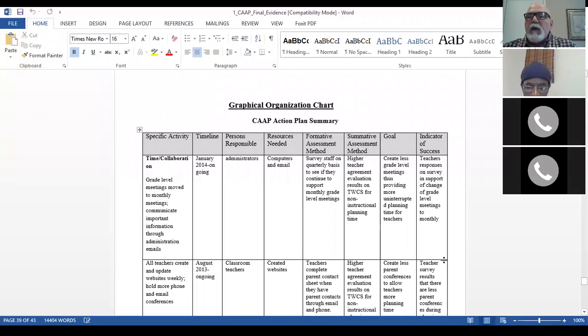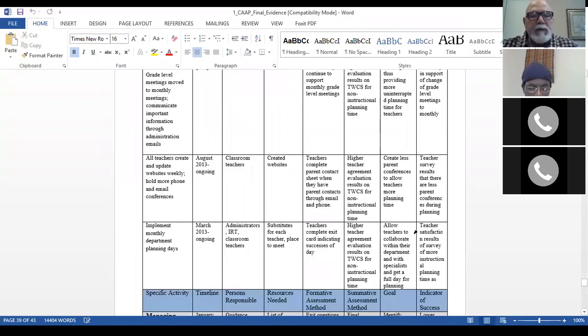So I have them graph it out this way. Yours doesn't have to look like this, but these are the things that I want: specific activity, timeline, the person responsible, resources needed, formative assessment method, summative assessment method, the goal and the indicator of success.